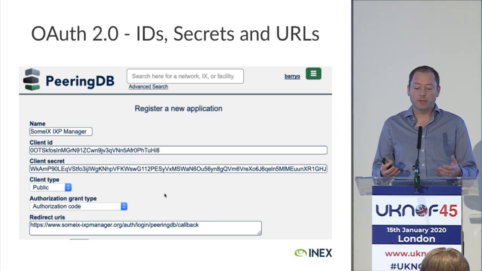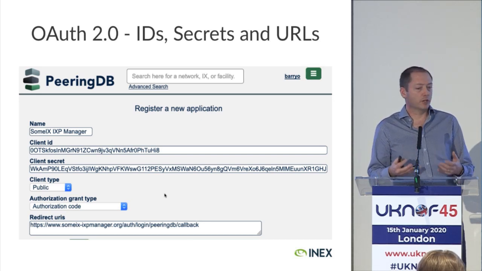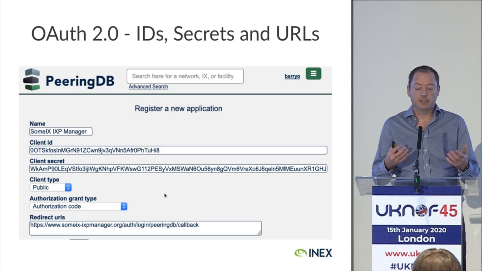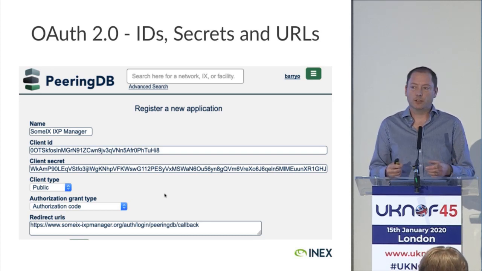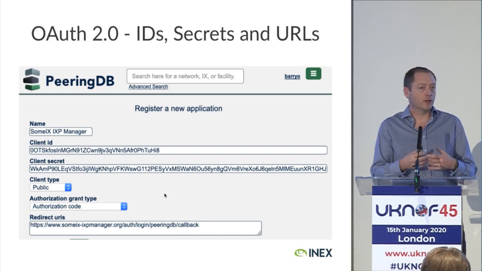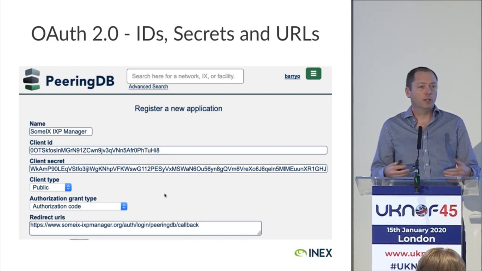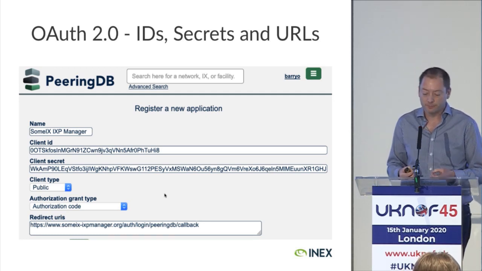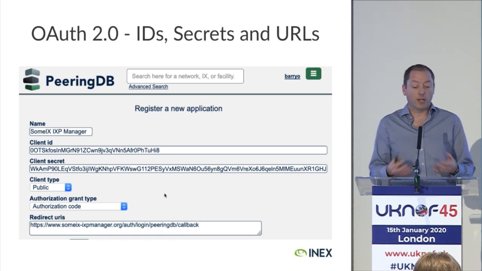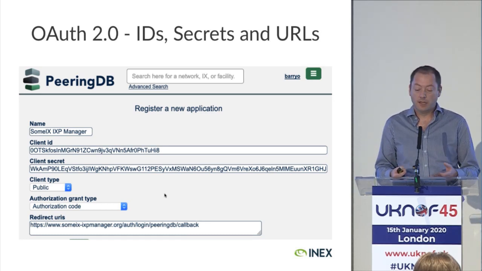You can't just use it without first going to PeeringDB and registering your client, your application. So this is PeeringDB's form for registering a new application. In this case, it's some particular instance of IXP Manager. So it's not enabled in IXP Manager when you take that off GitHub. You're authorizing or looking to register a specific instance, for example, INEX's instance of IXP Manager. PeeringDB will give you a client ID and a client secret.